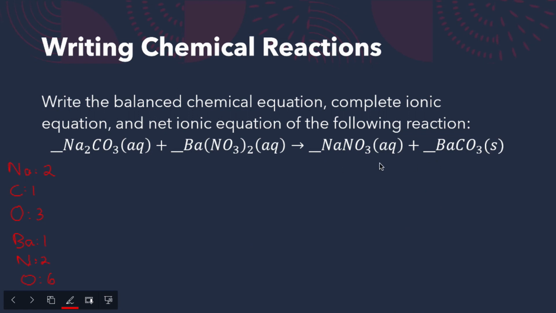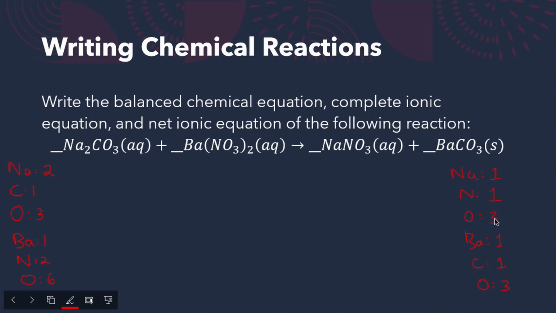Now let's find how much of everything is on this side. So for sodium again, we have 1. For nitrogen, we have 1. For oxygen, we have 3. For barium, we have 1. For carbon, we have 1. And oxygen again, we have 3.